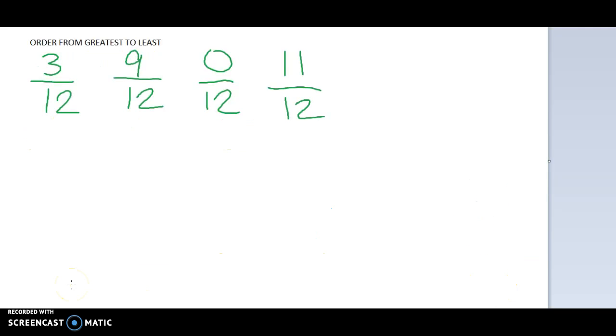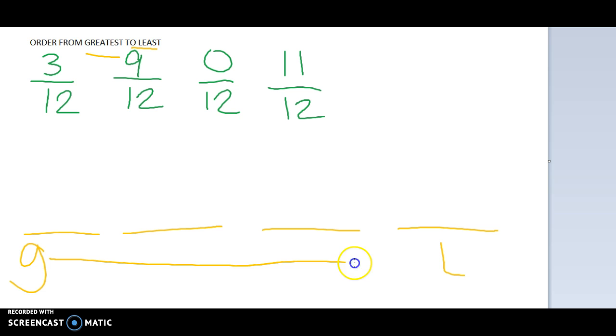Looking at our next example, it asks us to order from greatest to least. This time there are 1, 2, 3, 4 fractions. So at the bottom, I need to make 1, 2, 3, 4 blanks and remind myself I'm ordering from greatest to least. Remember, when we are ordering fractions, we start just like with comparing fractions at step 1. Step 1, look to see if the denominators are all the same.